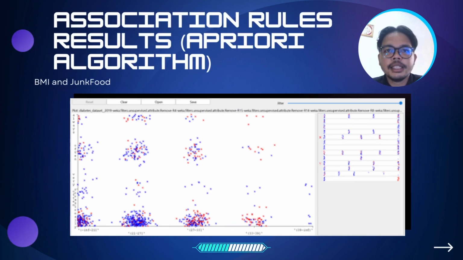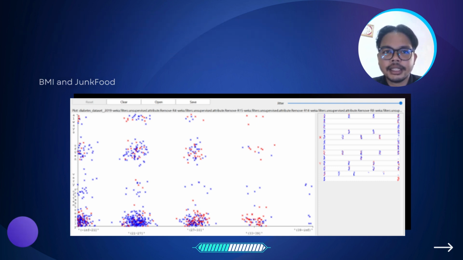Next is about the analysis of the relationship between body mass index (BMI) and junk food consumption within a dataset related to diabetes. Many red data points are concentrated in areas representing higher BMI and higher junk food consumption. This suggests that individuals with higher BMI are more likely to consume junk food frequently, which is a known risk factor for diabetes. This pattern indicates that poor dietary habits significantly contribute to higher BMI and subsequently increased diabetes risk.